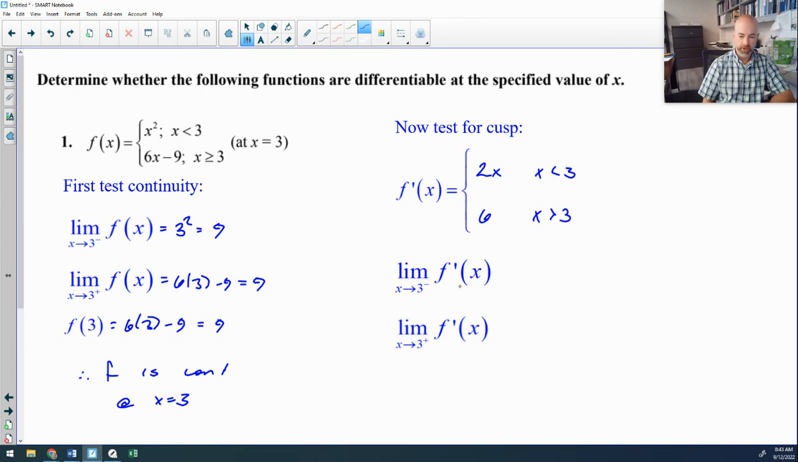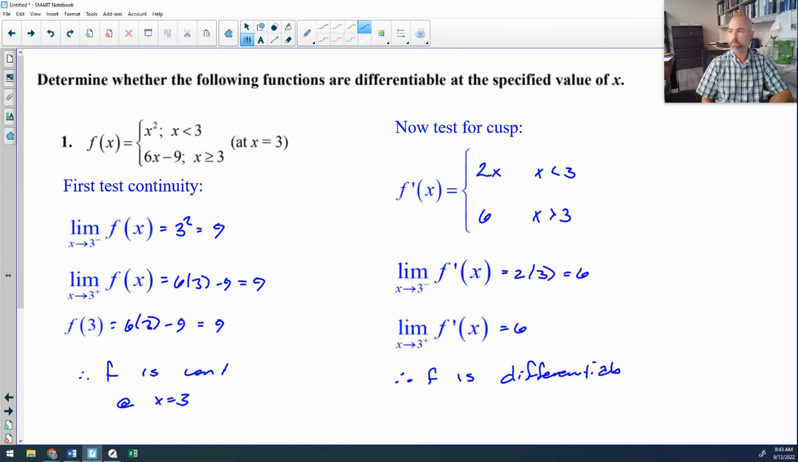And so to figure out this limit, the left side of 3 for the derivative is 2x. So that'll be 2 times 3, which is 6. The right side of 3 for the derivative is just the constant function 6. And I can see that those are the same. And because those are equal, I now know that f is continuous and differentiable. So f is differentiable at x equals 3. So we have shown differentiability by going through those steps.